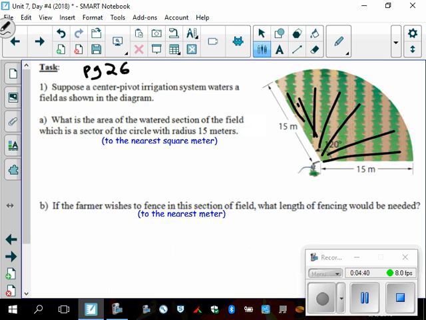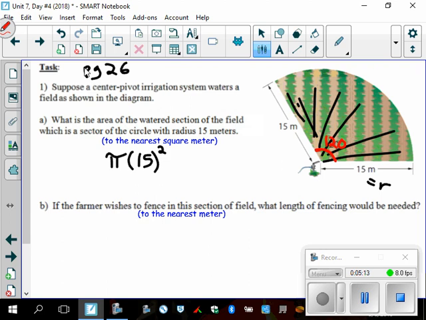This wants the area of the section of the field, which is a sector of a circle. Okay, so a sector of a circle is just like if you cut out a piece of it, like a piece of pizza, a piece of pie, something like that. They tell me this is the radius. Okay, so if I found the area of it, I would do pi times 15 squared, all right? And because I'm not going all the way around it, I have to figure out, okay, how much of the circle is there if I have 120?